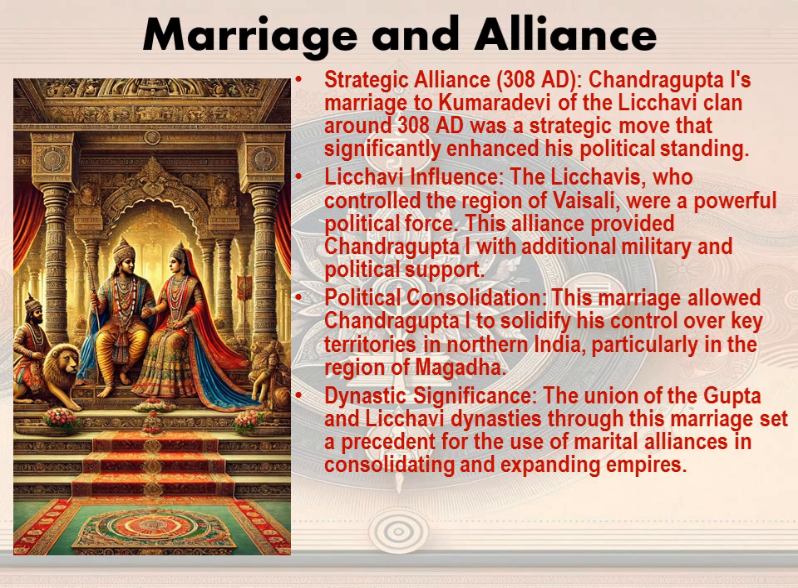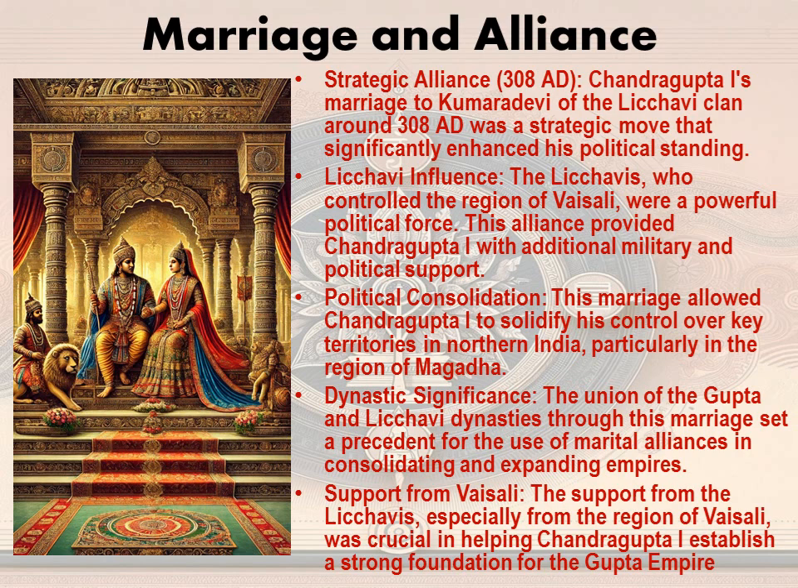Dynastic significance. The union of the Gupta and Licchavi dynasties through this marriage set a precedent for the use of matrimonial alliances in consolidating and expanding empires. So, thus, Chandragupta I set an example of how to use marital alliances as a factor in consolidating and expanding empires.